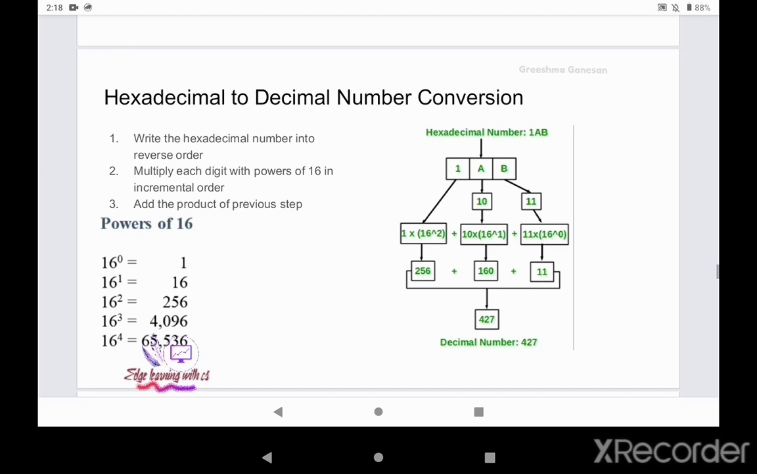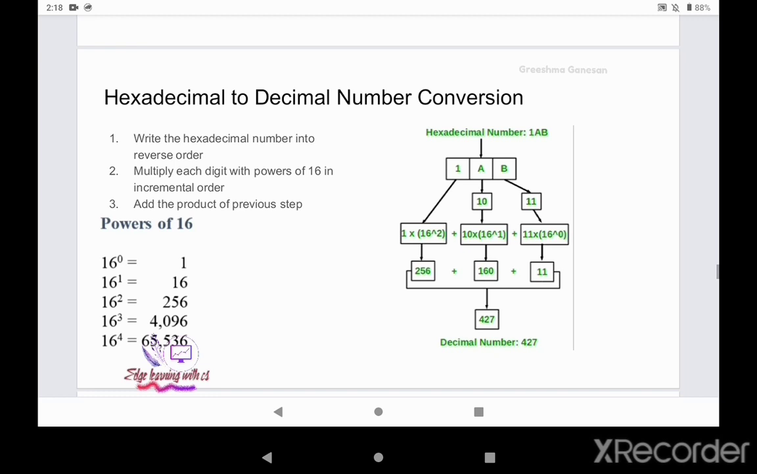The first step is to write the hexadecimal number in reverse order. Just reverse the number, and then it becomes BA1. After that, we replace A and B with their decimal equivalents. B will be replaced by 11, and A will be replaced by the value 10.